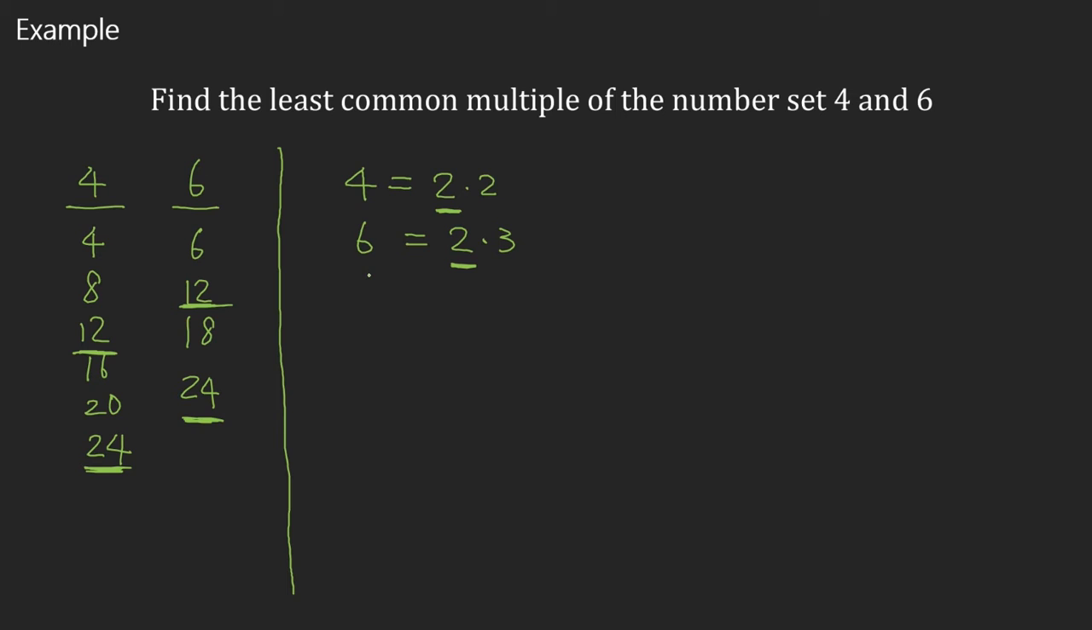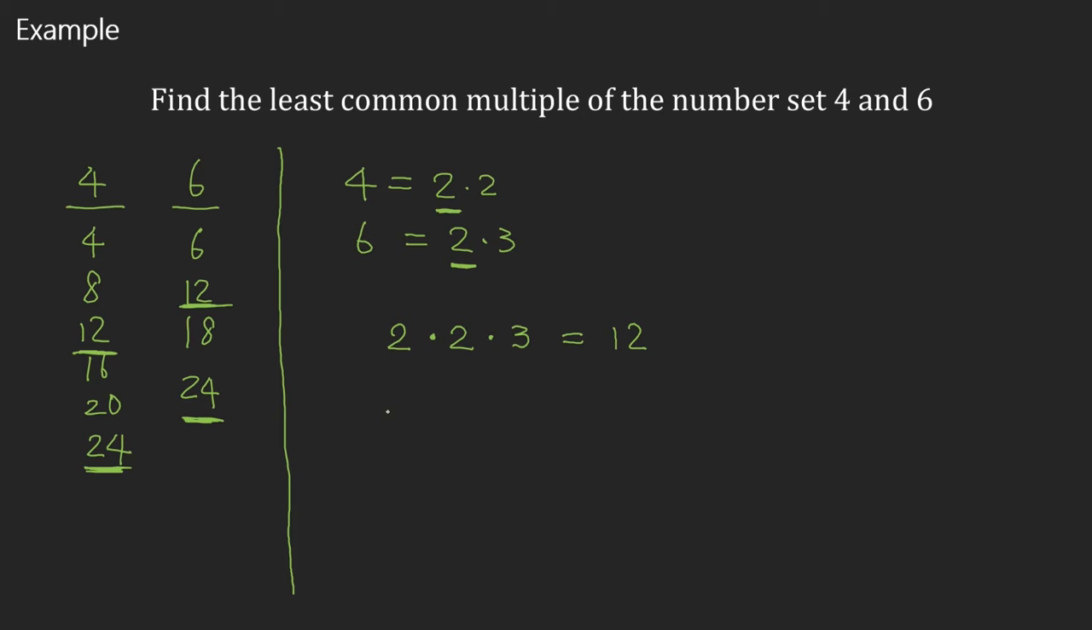In formulating the least common multiple, we need to only use the common factor once. So we first write out our 2, that's this common factor. Then we have another 2 that comes from the 4. Then we have another 3 that comes from the 6. And we're going to multiply all of them together. And that equals 12. So this is the least common multiple.